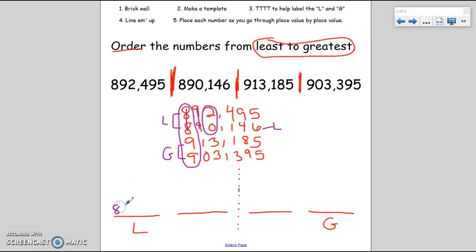So it would be 890,146. And so now I've placed that one as my very least, which means this one is going to be my next least. So 892,495. There's a lot of thinking and logic that has to go into this.